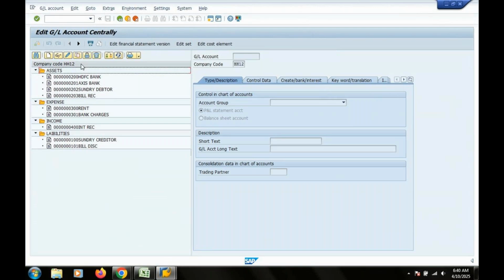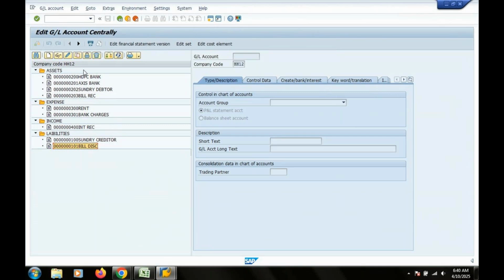As example, here I am taking one of the company code. So in this HH12 under assets, what are the GLs I was created, like HDFC Bank, Axis Bank, Sundry Debtors, bills reconciliation. These are all I did. So in expenses, just like rent, bank charges I was created. So in income, interest received, the liability, sundry creditor, bill discounting. These are all I was created. So how I did, once I did the backend configuration, then only the front end configuration is possible.